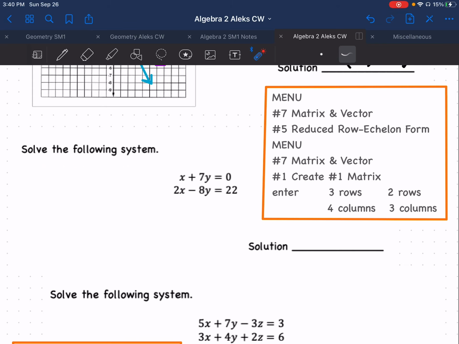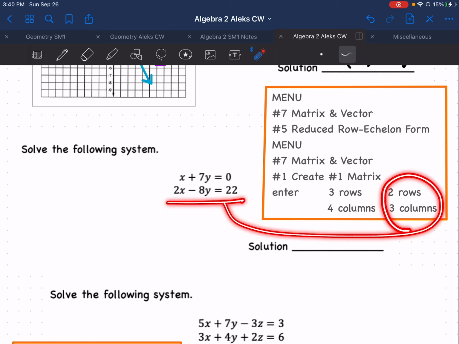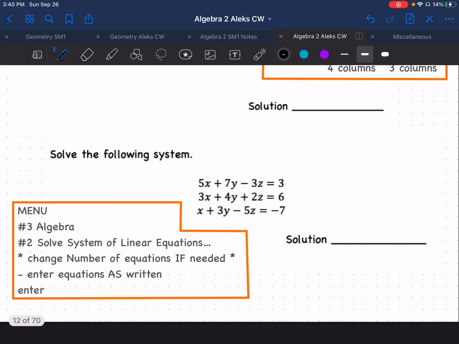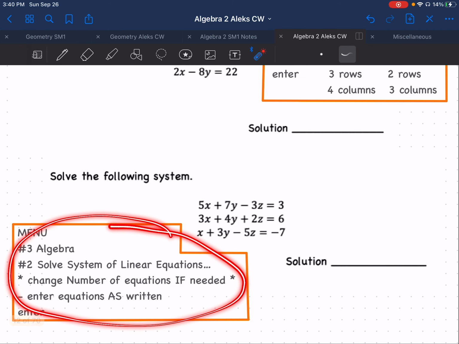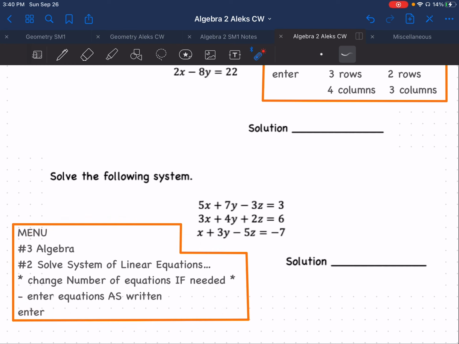That's the work that you're going to show me to let me know that you choose this. This is for when there's 3. This is for when there's 2. So for this problem here, I would choose 2 rows, 3 columns. Or I could choose to use this method right here. This is the one where I need to change the number of equations if needed, and I just enter them as they are written. That's the one I've chosen to use. So you're going to see my work look like this with the squiggles, X, comma, Y, comma, Z if needed. So this one would say X, comma, Y, squiggle it up.